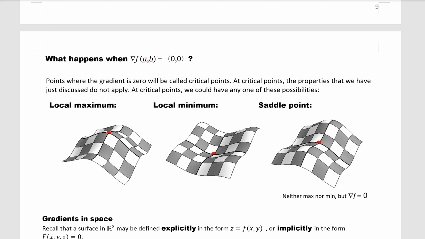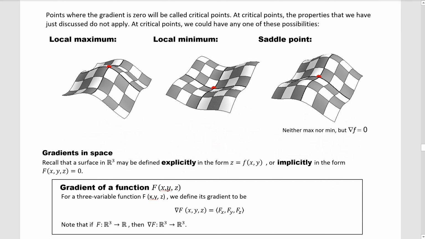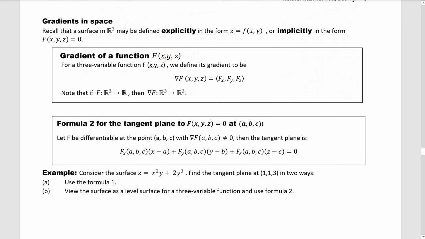We will talk about more details for these cases in section 12.8. Now let's look at the gradient in space. What we have been doing is z as a function of x and y, and the gradient vector is in the xy plane.